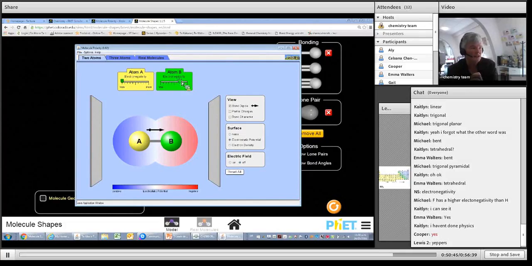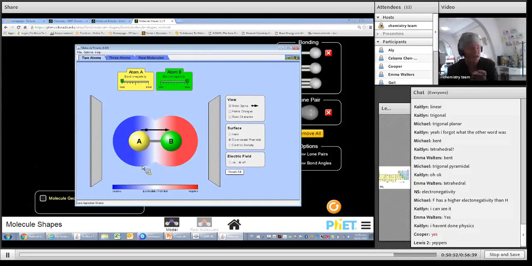Okay, so that's how I can make this one pretty negative and that one pretty positive. This would be considered an ionic bond by now, because B has just about taken those electrons so much that A doesn't get a look in.